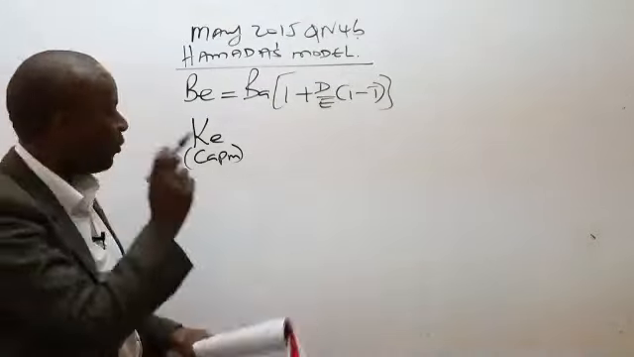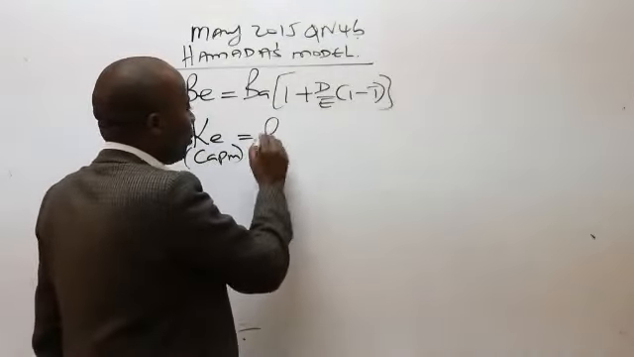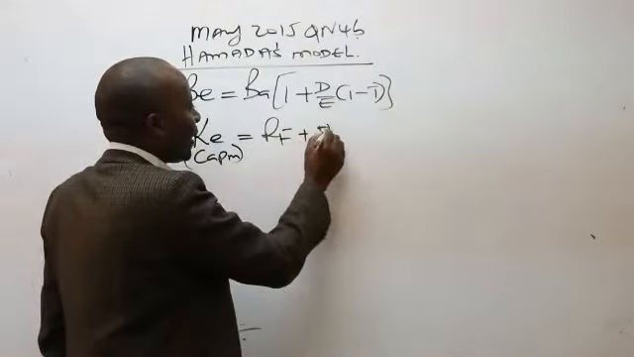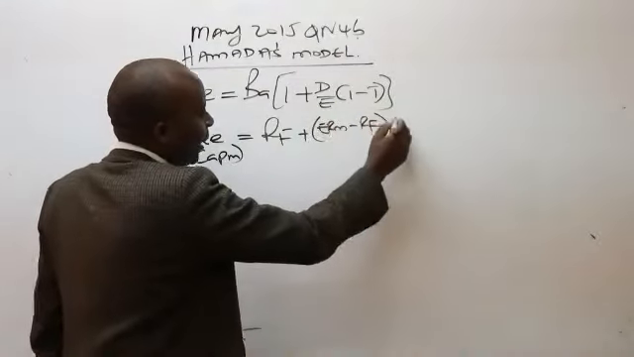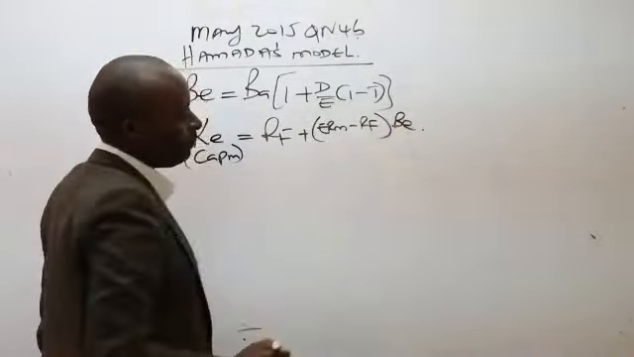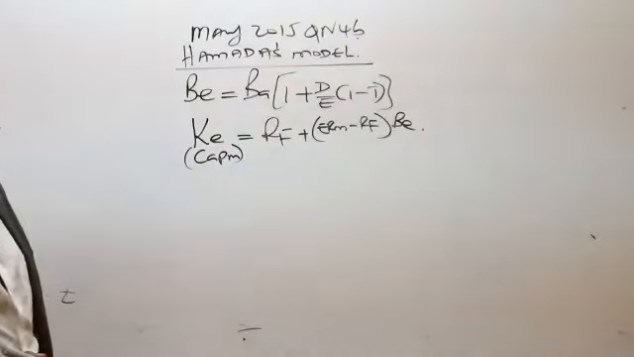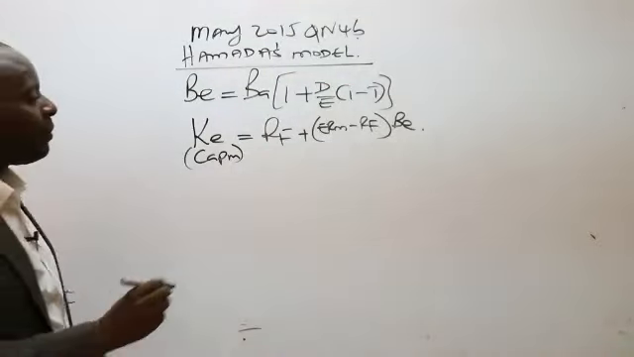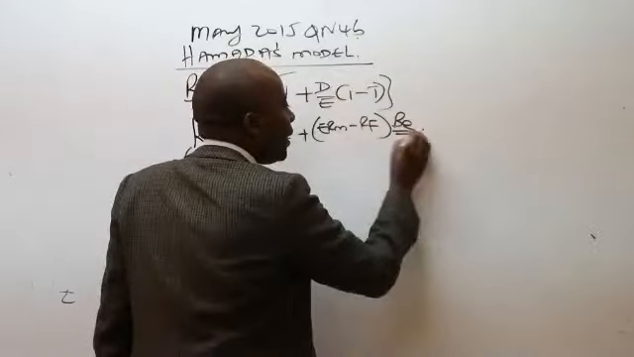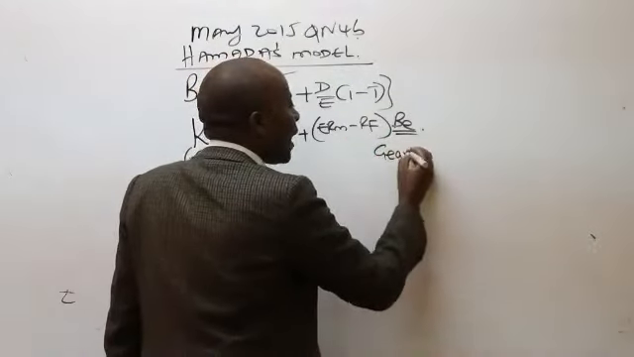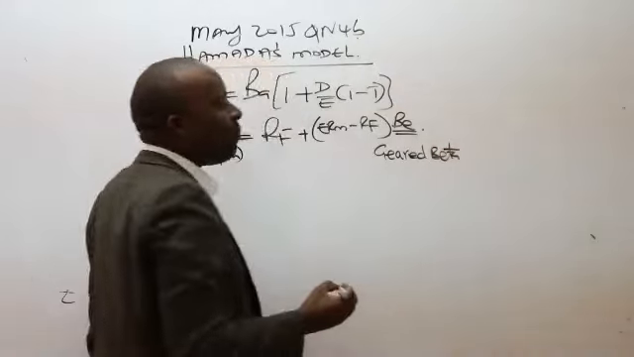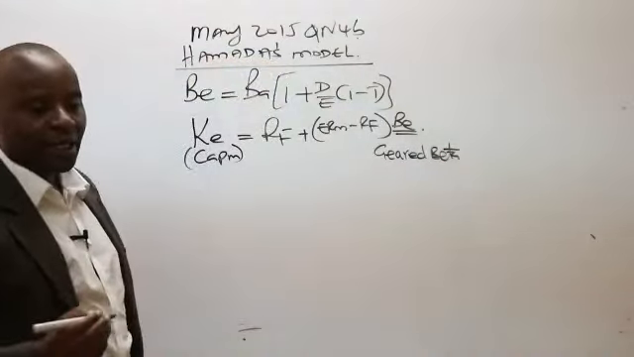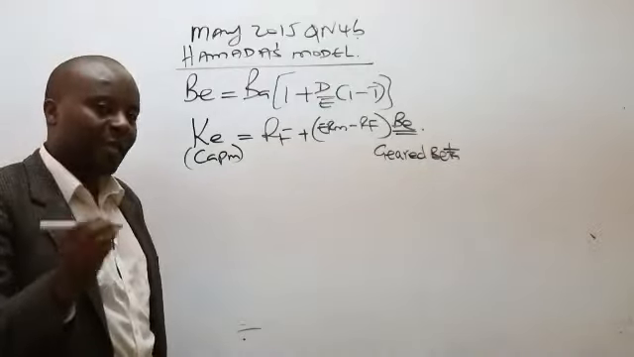So cost of equity formula using CAPM, of course, this will be risk-free plus ERM minus risk-free multiplied by beta equity. But now remember that this is the geared beta, because our combined entity is an entity with debt.